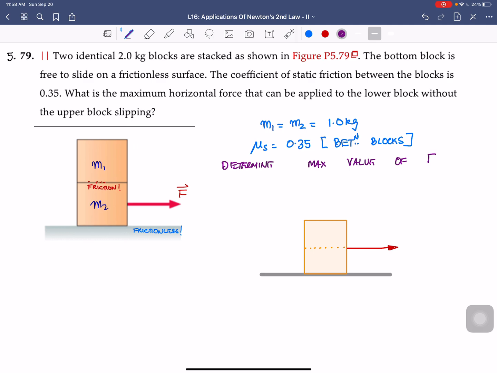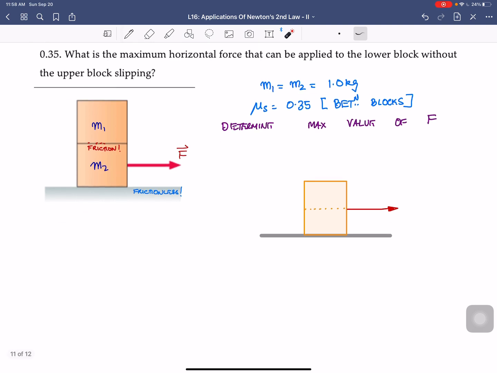of F. Since this is frictionless, if I exert any force, the two of them are going to start accelerating. But eventually, if this force exceeds some maximum value, then what's going to happen is, remember the force is being exerted on the bottom block, M1 is not going to go along with M2. It's going to start sliding.